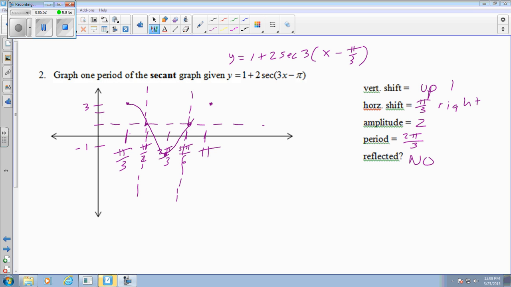And hopefully you recall that the secant, let's grab a different color, is going to look like that. And look, it stays inside the asymptotes there and looks like that. So the red stuff is the secant, the purple stuff is the cosine.